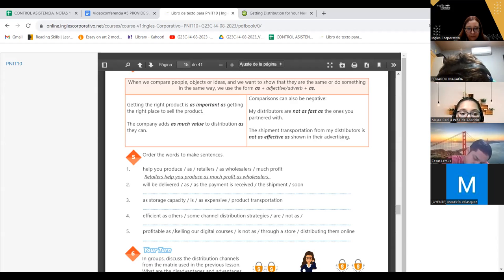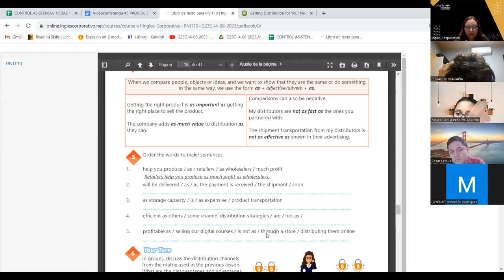Number four, efficient as others. Some channel distribution strategies are not at... Okay, how do you put that one in order? Some channel distribution strategies are not as efficient as others. Yes, that is correct. Thank you. Some channel distribution strategies are not as efficient as others, right? Not all the same.